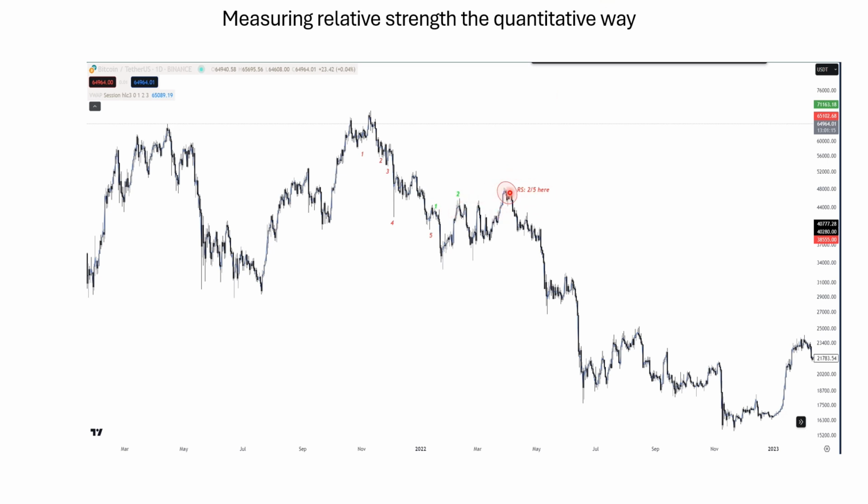At this point right here, there were lots of traders being bullish again, calling new all-time highs in a month or so. But if we count the number of breaks in either direction, we'll get 2 breaks to the long side versus 5 breaks to the short side, which will give us a 2 to 5 relative strength to the bear side.